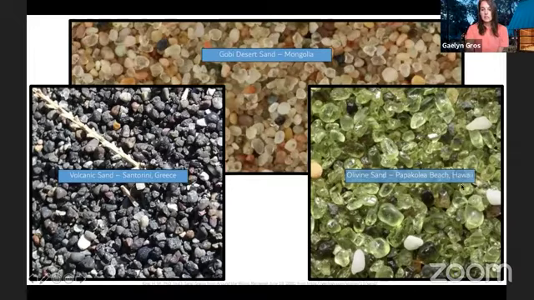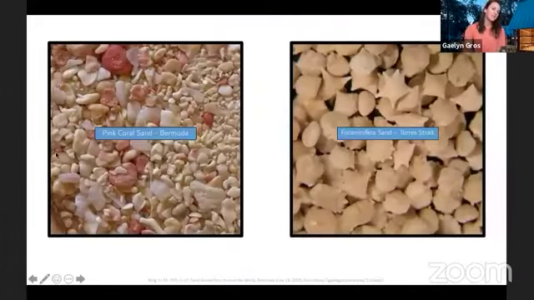Olivine sand, this is in Hawaii, and it is very green in color. I think Hawaii also has some pink, or maybe that's Australia. I haven't been to either of those places, but there are some other fun colors out there too. This is some pink coral sand from Bermuda.